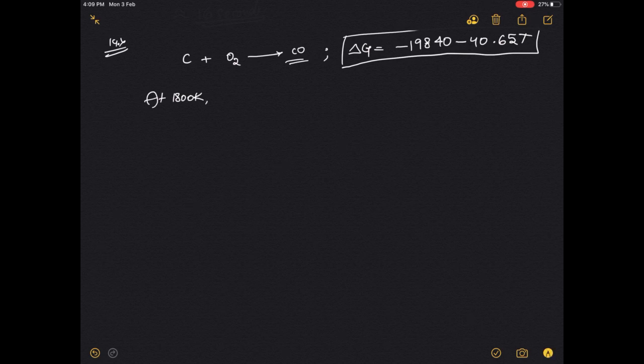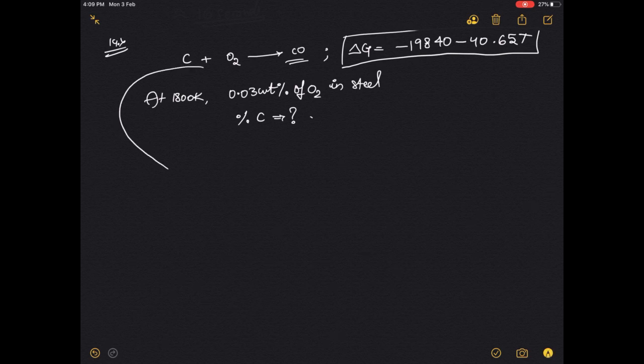So at 1800 Kelvin temperature, I am having 0.03 weight percentage of oxygen in my steel. What I must calculate is the percentage carbon. Usually from thermodynamics, if we want to know the equilibrium constant, we take PCO by the weight percentage of carbon into the weight percentage of oxygen, which is equal to 1 by K. Because it's a gas, it is in standard state, so it will be 1.